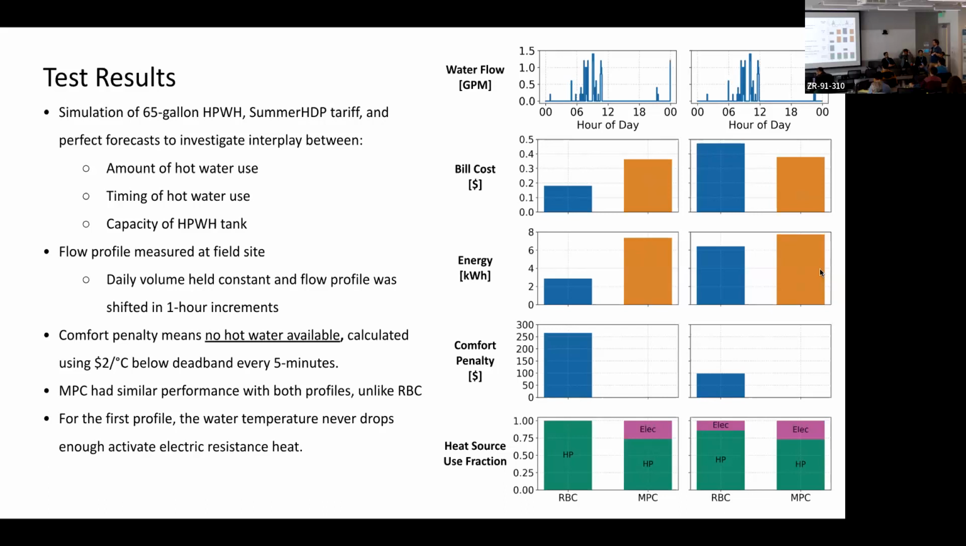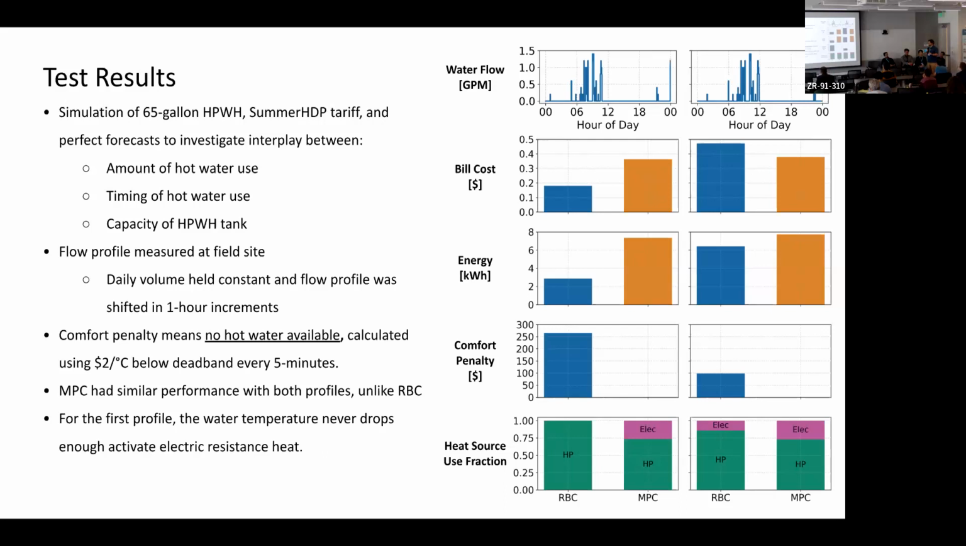And what you're seeing here in the graphs is actually just a 1 hour shift. So you can't see much in the top two graphs. They're really the same profile. It's just been shifted 1 hour. But what you end up getting is a drastically different performance in a rule-based controller. Because in the first case on the left, you're seeing that the MPC uses about twice as much energy for twice as much cost, but there's no comfort penalty.